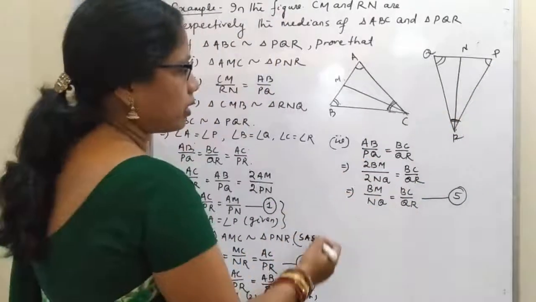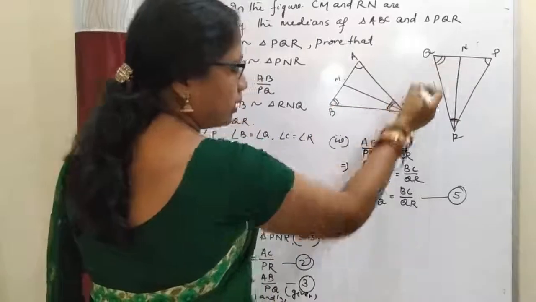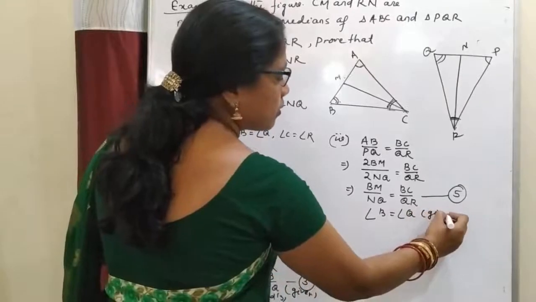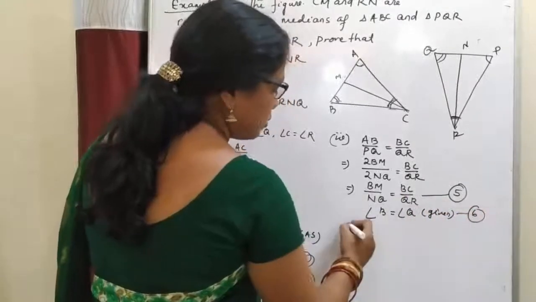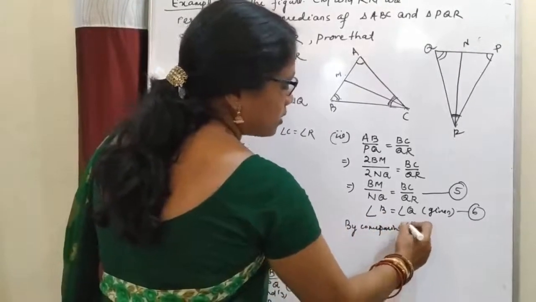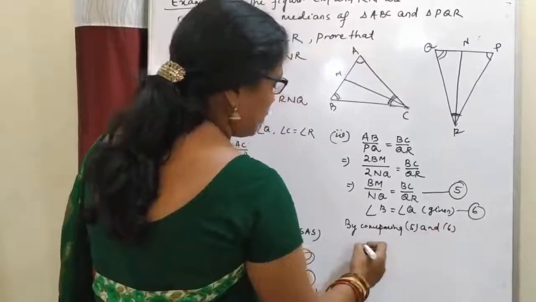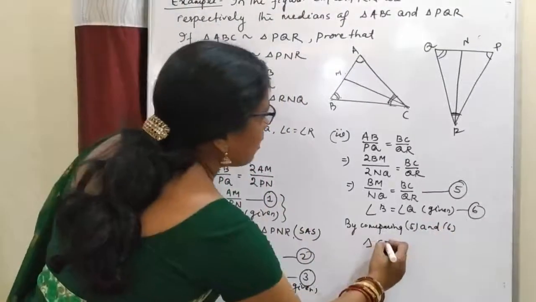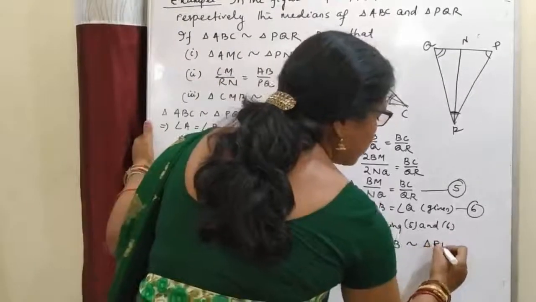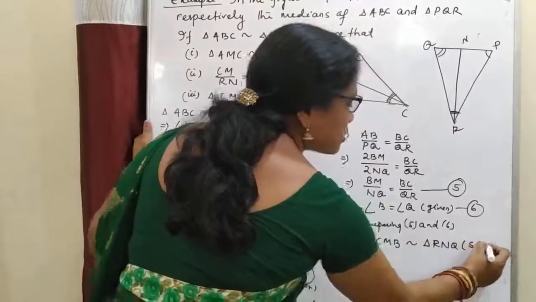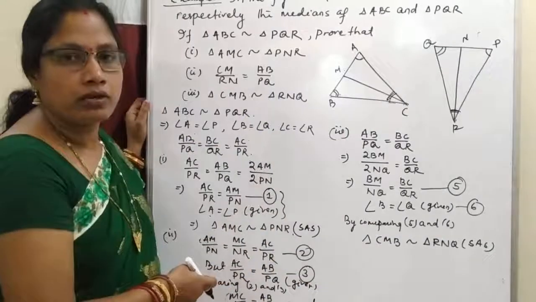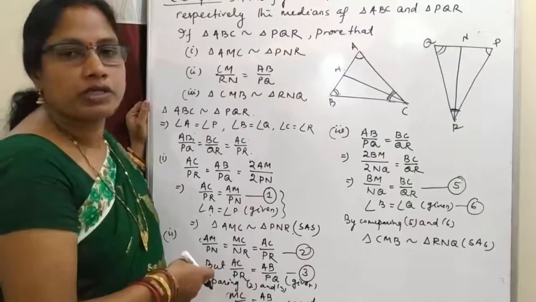BM by QN is equal to BC by QR, and their included angles are equal, angle B is equal to angle Q, which is given. So by comparing 5 and 6, triangle CMB is similar to triangle RNQ by SAS similarity condition. In this way we can prove it by using the criterion for similarity of triangles.